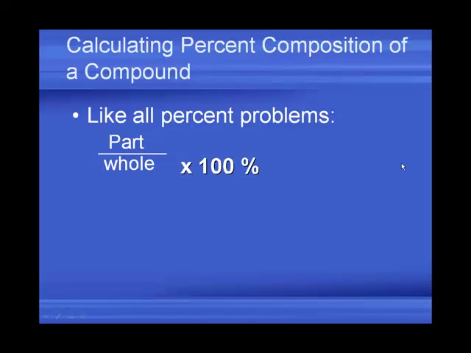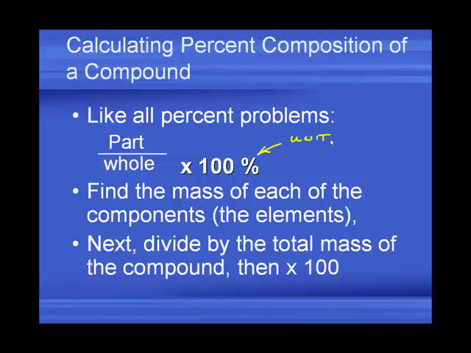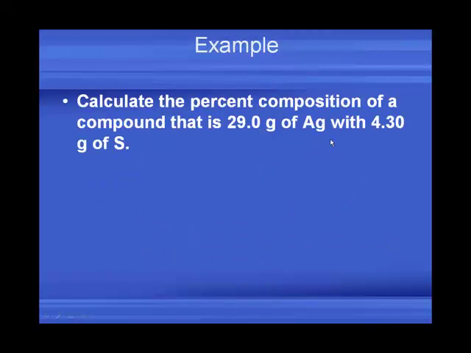All percents follow the same basic structure. It's the part you're looking for over the whole thing times 100%. In this case, the percentage is the unit, not the percent key on your calculator. So what you want to do is find the mass of each of the components, the elements involved, and then divide by the total mass of the compound and multiply by 100. So really simple setup there. So let's take a look here.